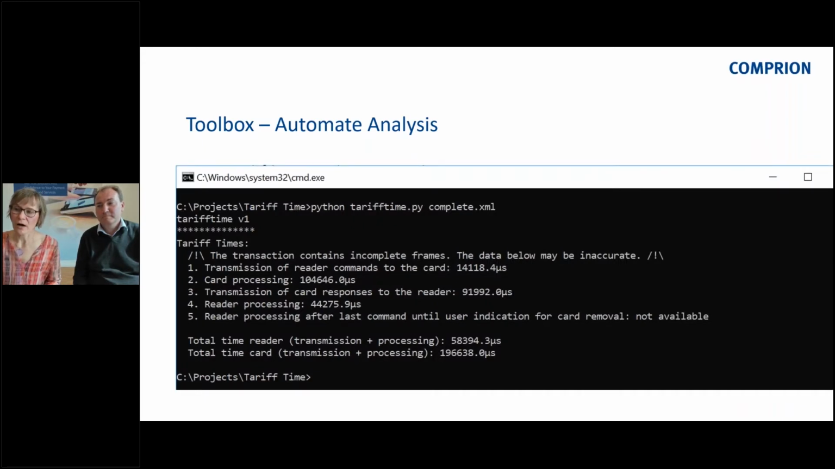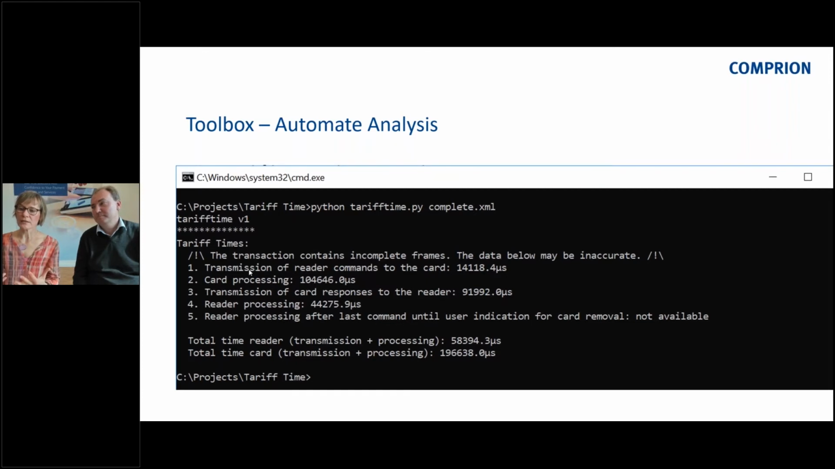So what I'd like to take here is an example of a Python script which calculates the so-called tariff times. Tariff time is the transmission time of a payment transaction according to Book A from EMVCo. So this is a very common example where you need exact timings and have to pay attention. Whereas the card has a budget of 400 milliseconds, the terminal has a budget of 100 milliseconds.